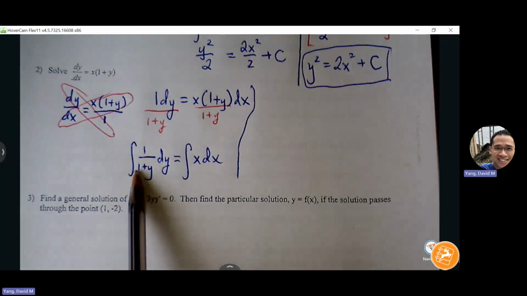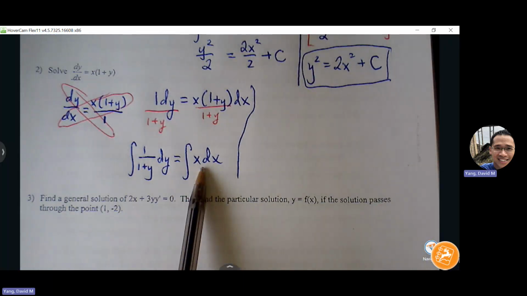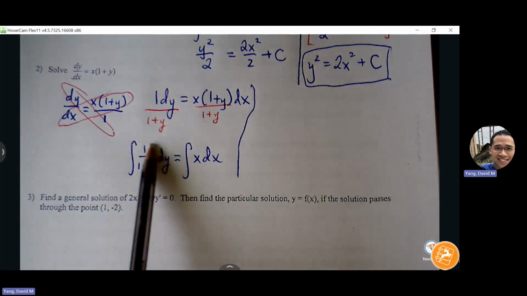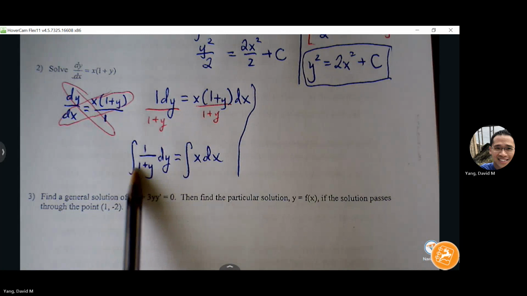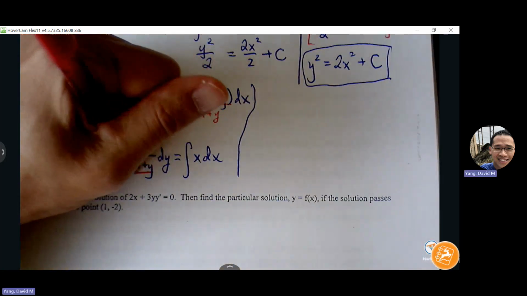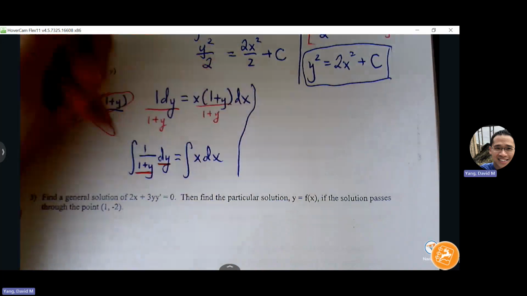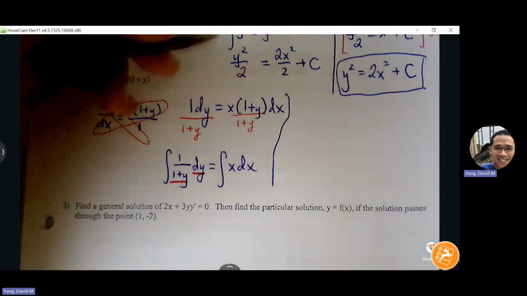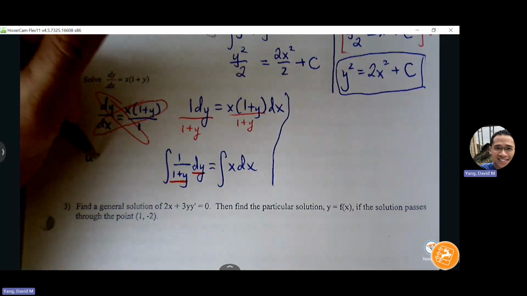Are all the y's together? Are all the x's together? Yes, okay. So the right side is easy. That's just power rule. But this side, we have to do a little bit of U substitution. But this is simple enough that if you want to skip U substitution and jump to natural log, you can do it. But I'm just going to show the work in case you want to see it.